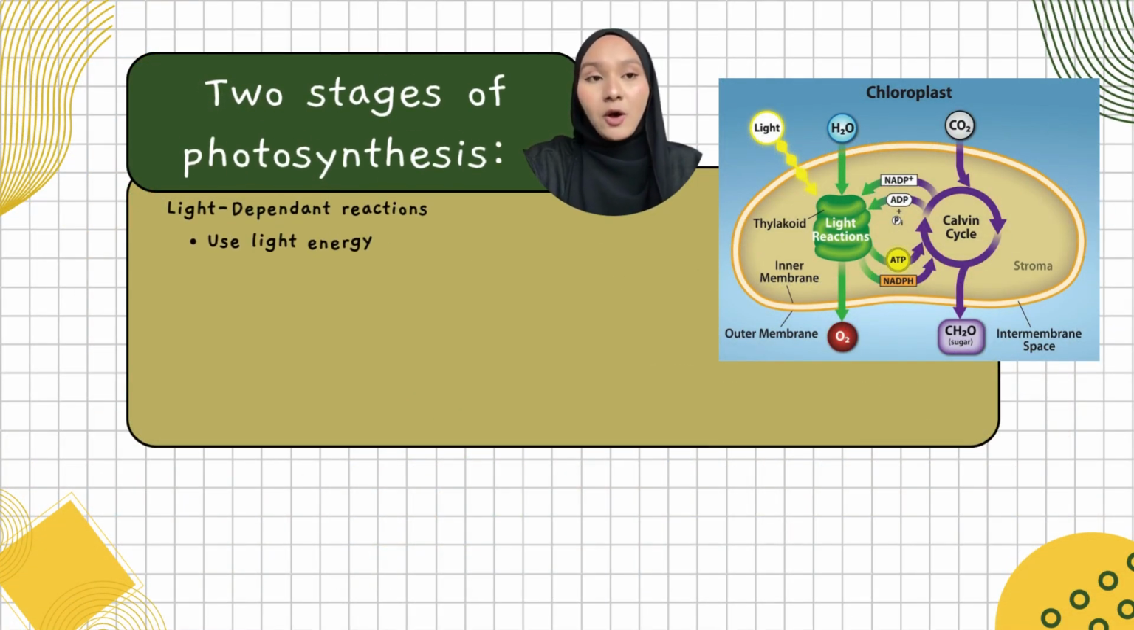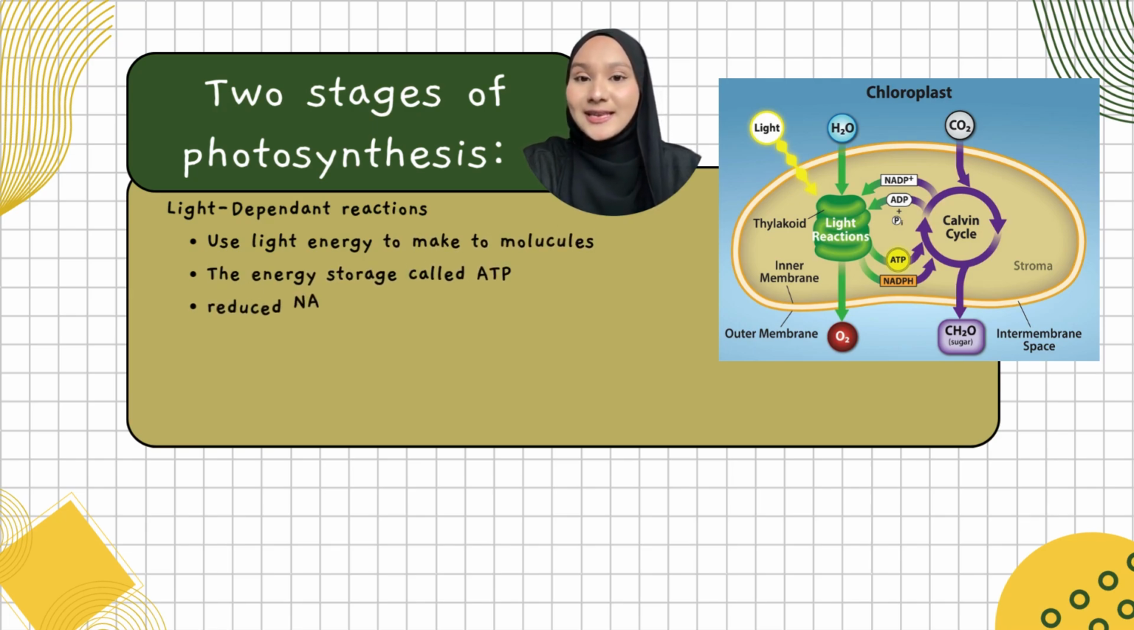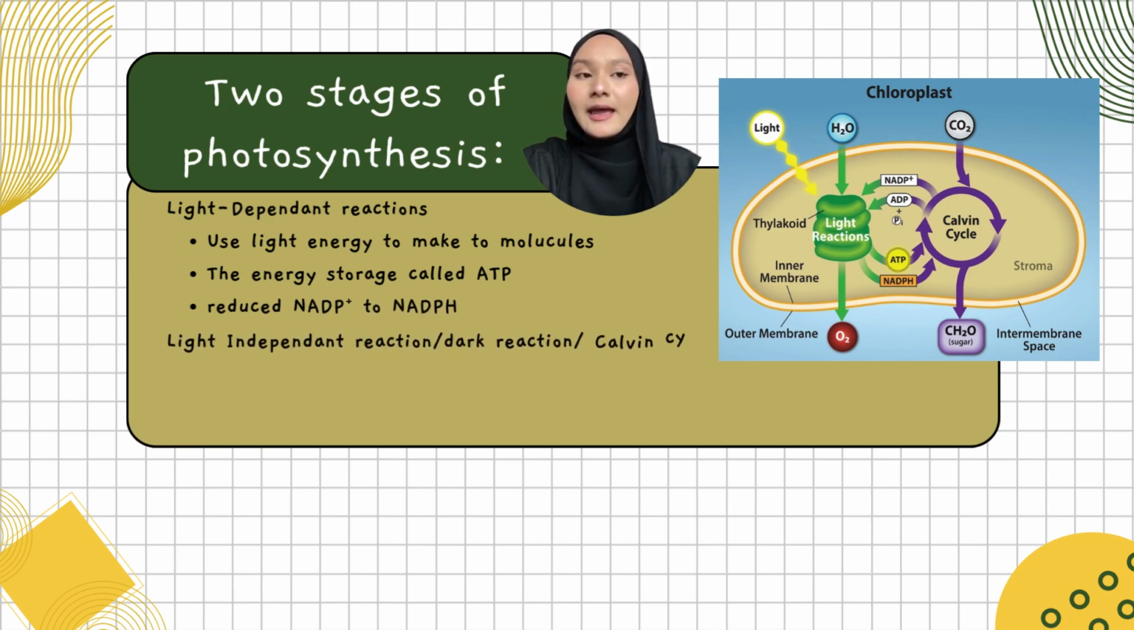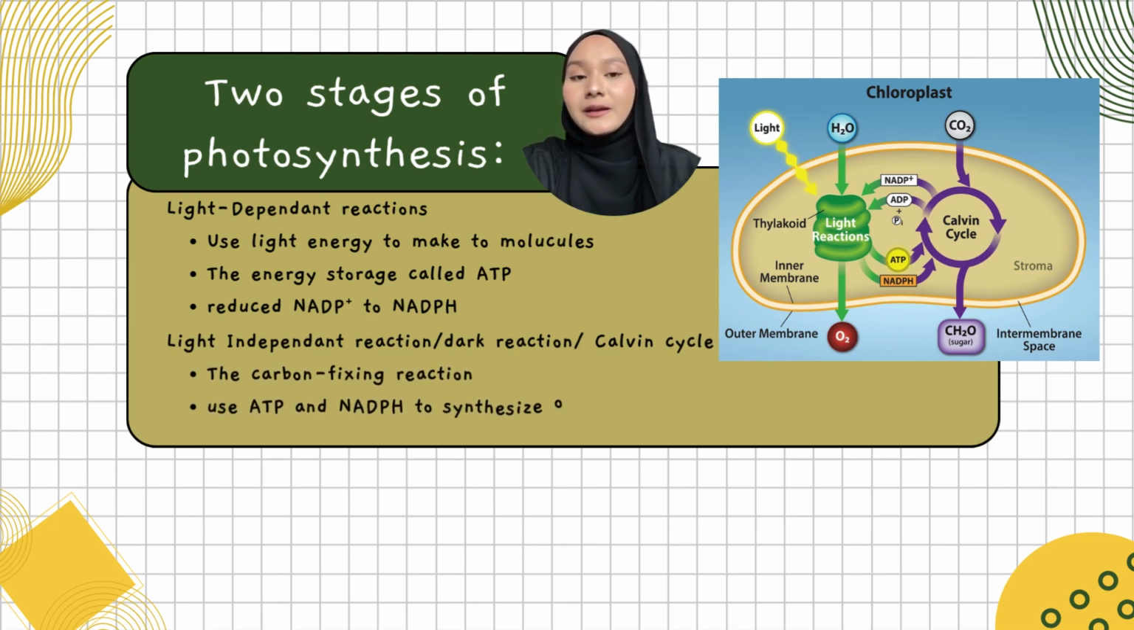Now, let's explore the two main stages of photosynthesis. First is the light-dependent reaction, which requires sunlight and happens in the thylakoids. Second is the light-independent reaction, also known as the Calvin cycle, which happens in the stroma and does not need light directly.